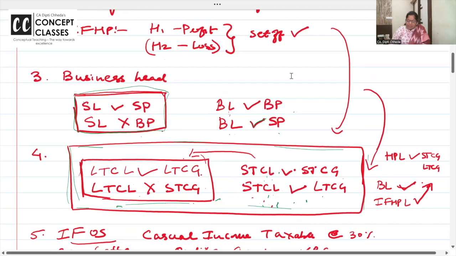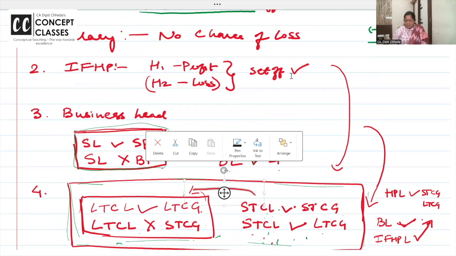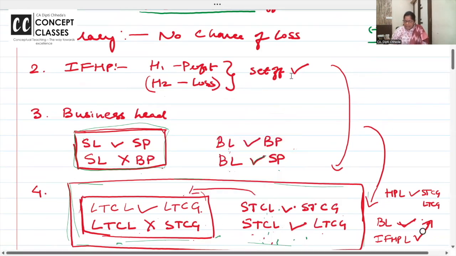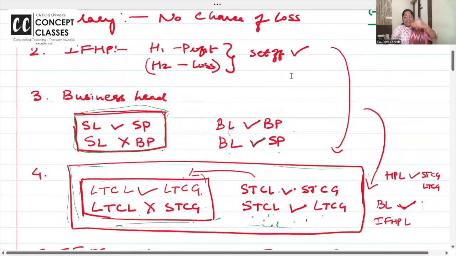But can we set off salary? में तो there's no question of loss. Can we set off house property loss with short term capital gain and long term capital gain? Yes. Can we set off business loss? ये देखो मैंने यहाँ पे वही लिखा है. Can we set off house property loss in short term and long term capital gain? Yes.